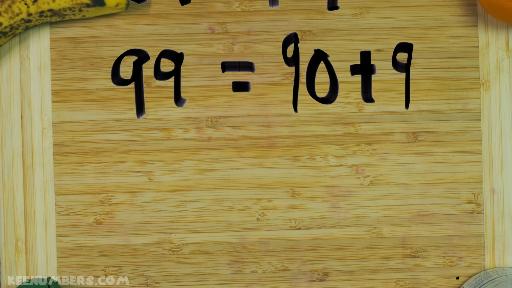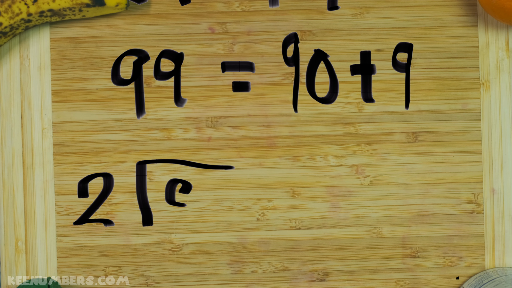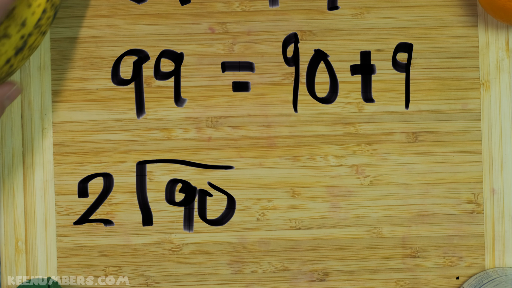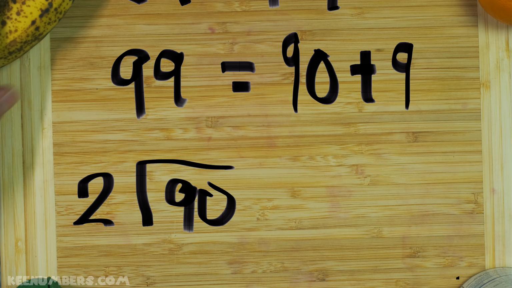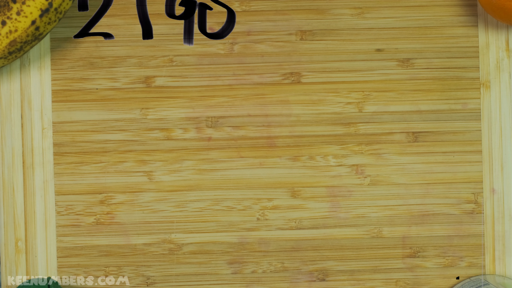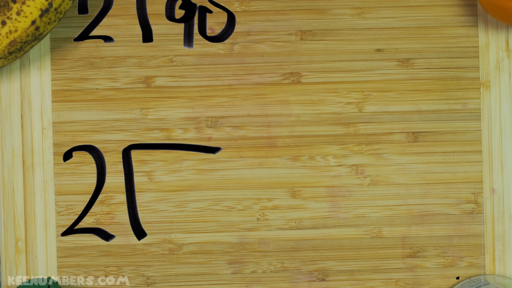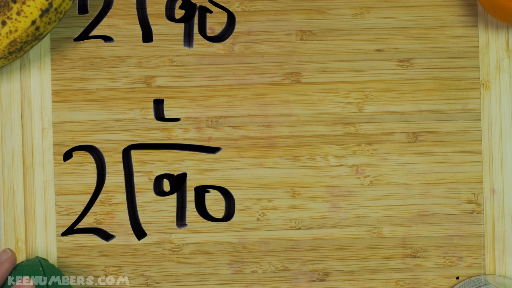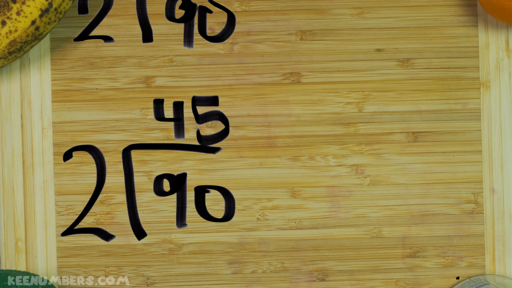Now, why am I doing that? Well, that's because you can say, okay, 2 goes into 90. How many times? You would be absolutely right if you said it goes in 45 times. Wow. That's a little scrunched. Let's make that clearer. 2 goes into 90 45 times.